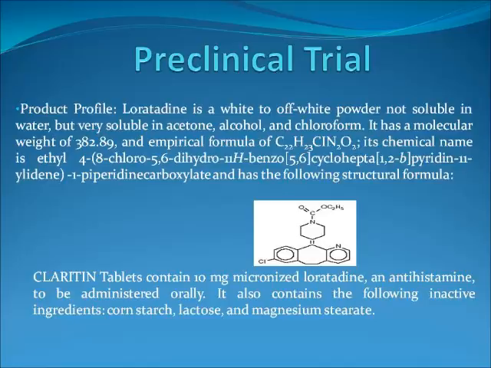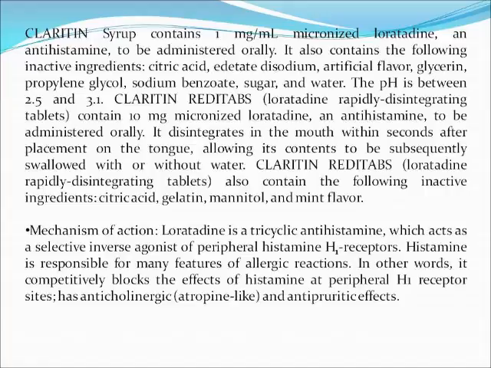Claritin, which is loratadine, is a white to off-white powder, not soluble in water, but very soluble in acetone, alcohol, and chloroform, and its molecular weight is 382.89 gram per mole.